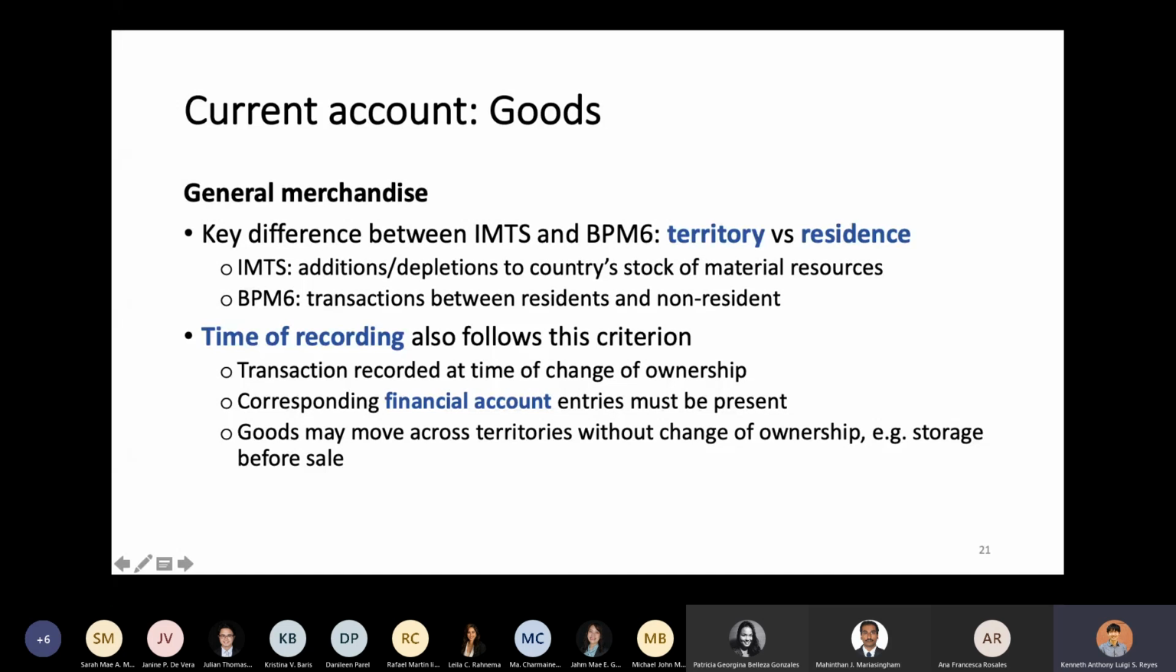For example, maybe a good is sent abroad but has not actually been sold yet. It's just there for storage. Under the IMTS, this will count as an export, but since there has been no change of ownership yet, it will not yet be counted under the BOP, which means that if you send it back home without ever selling it, the BOP will be none the wiser. It will never count that transaction.